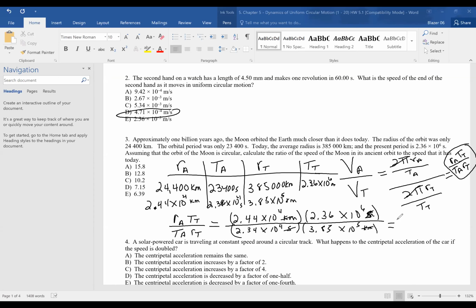All right. Now, right here, what happens? 10 to the 4th cancels. 10 to the 5th, that means that this will cancel all of these but one, just leave me 10. So now my calculator work is so easy. 2.44 times 2.36 times 10, divide 2.34, divide 3.85. So what do we get? Let's do that together.